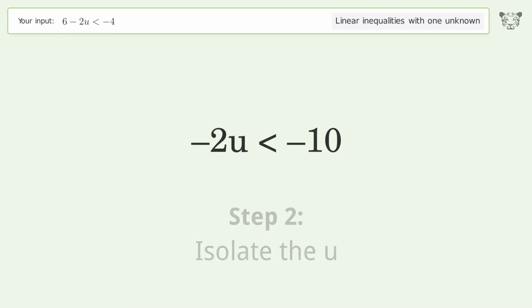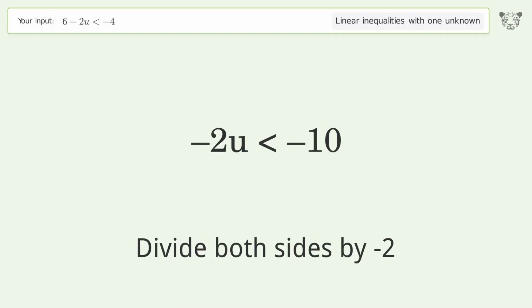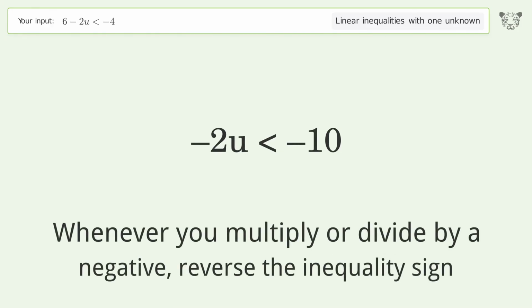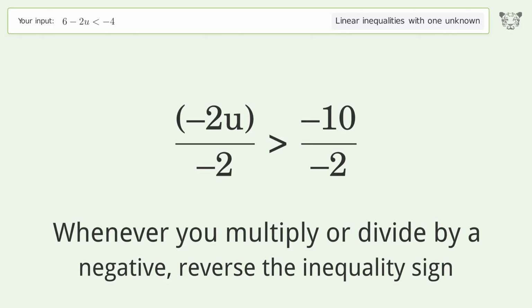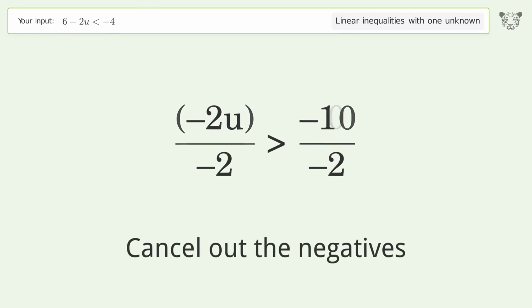Isolate the u. Divide both sides by -2. Whenever you multiply or divide by a negative, reverse the inequality sign. Cancel out the negatives.